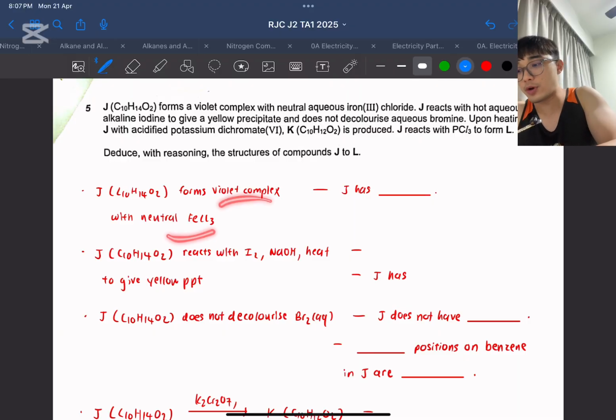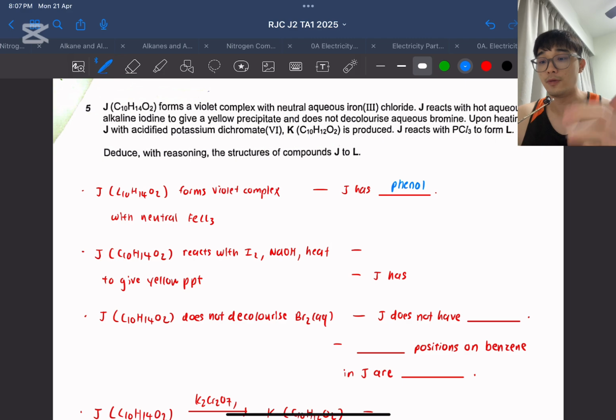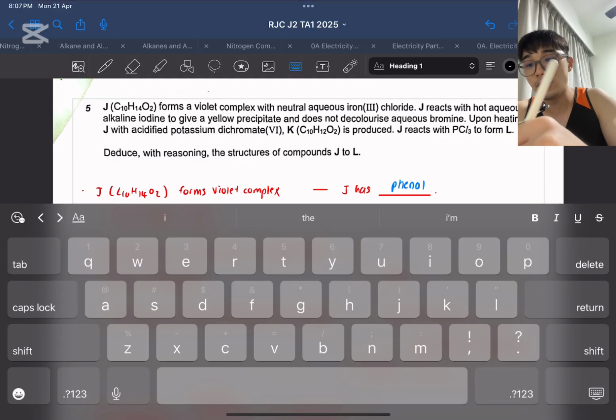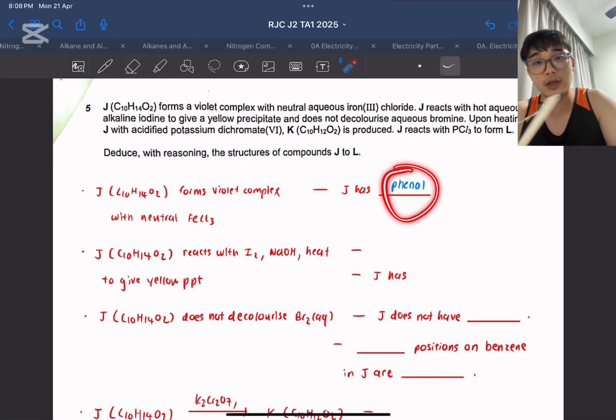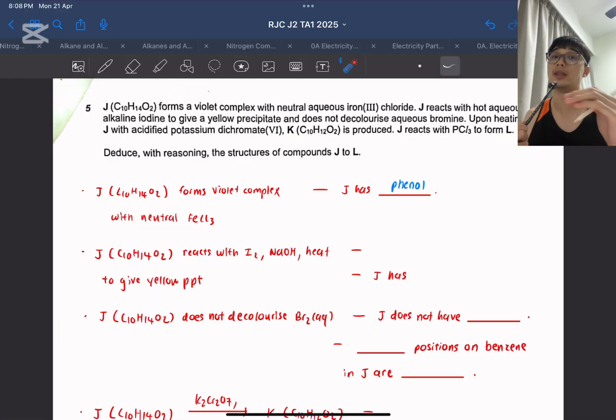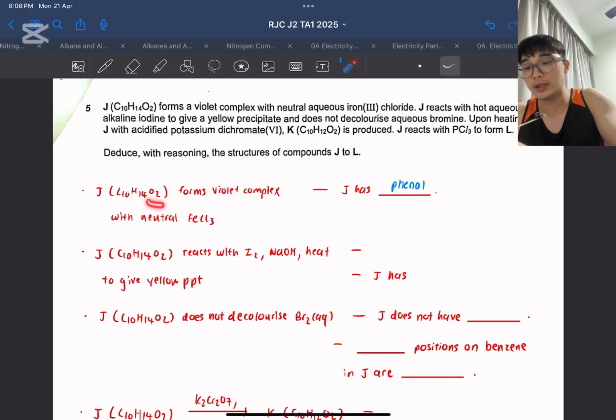Violet complex with neutral FeCl3 only points to a phenol. Now, as we go along, one tip for elucidation is to always check with the oxygen atoms. We have 2 oxygens here. One of the oxygens clearly belongs to the phenol. Our goal now is to figure out what the other oxygen is. It definitely can't be a carboxylic acid, because a carboxylic acid has two oxygens. So we know one is phenol, the other one is something else.